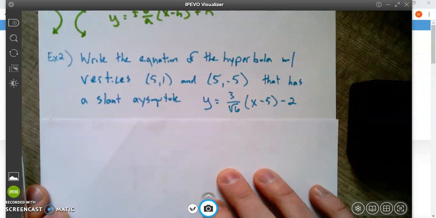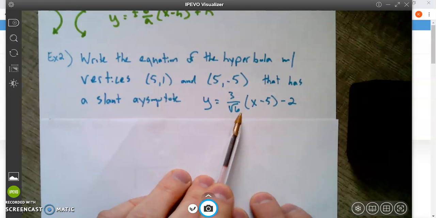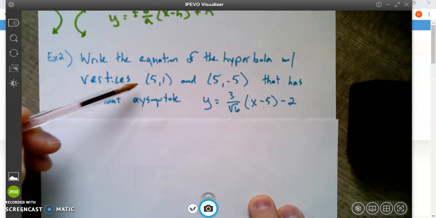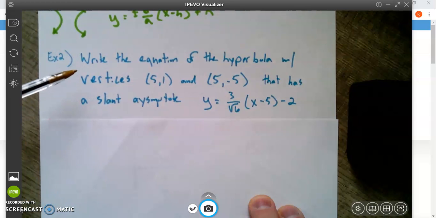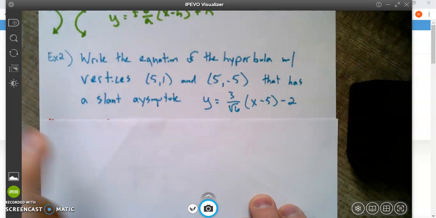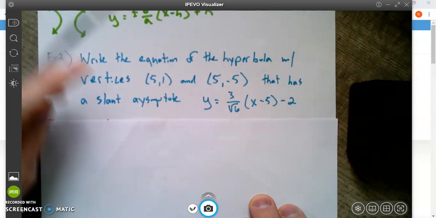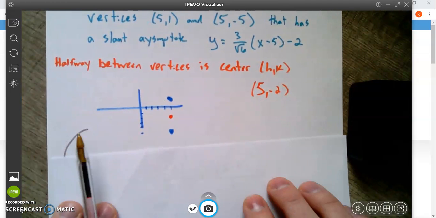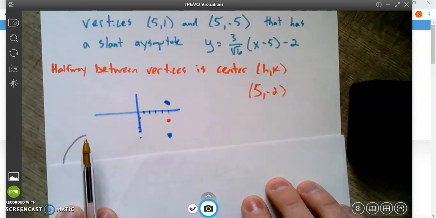Okay, we're back. Write the equation of the hyperbola with vertices (5, 1) and (5, -5) that has slant asymptotes, this kind of mess. First thing I like to do is draw myself a picture. If I know the vertices are (5, 1) and (5, -5), halfway between those is going to be the center. So we have a lot of information just by telling me that these are two vertices. Halfway between (5, 1) and (5, -5) is (5, -2). Midpoint, right?